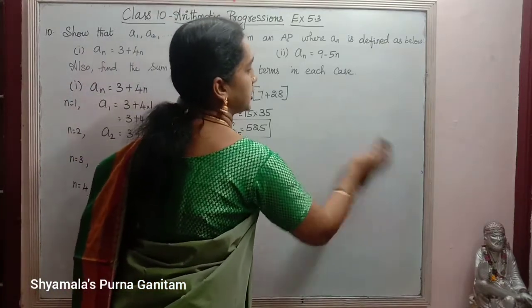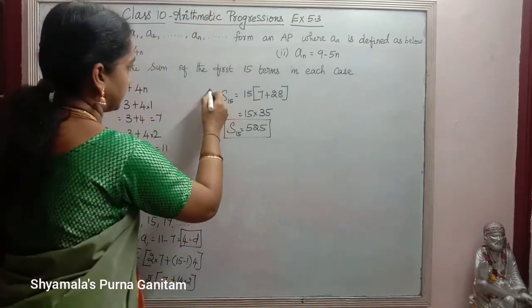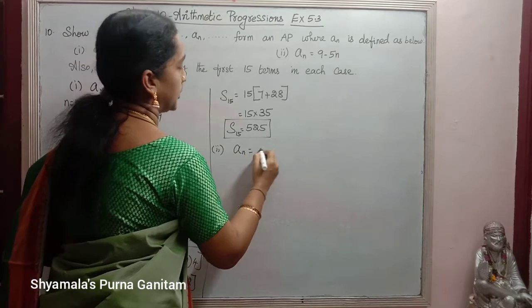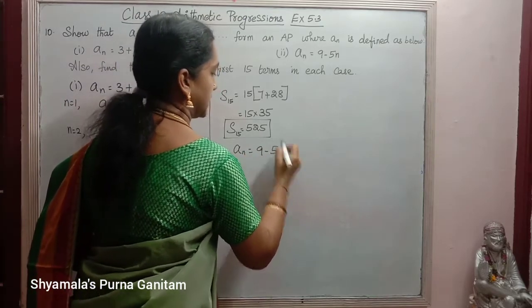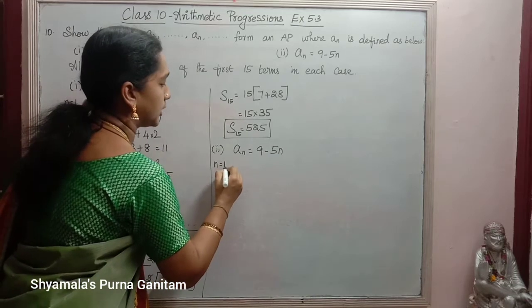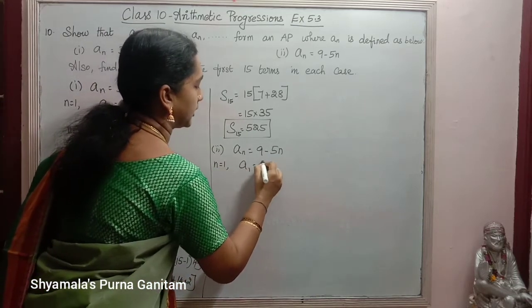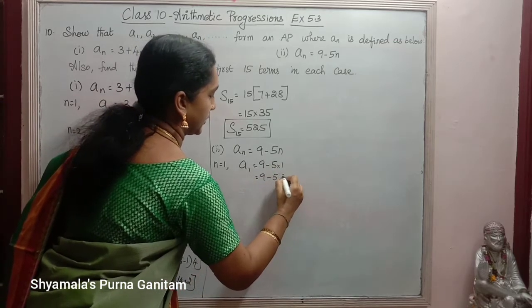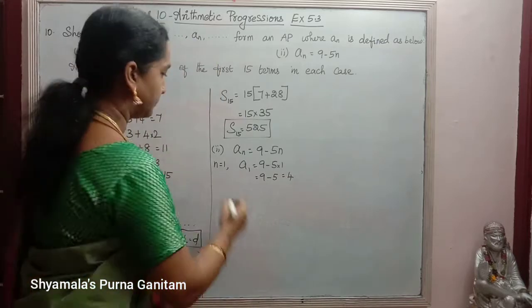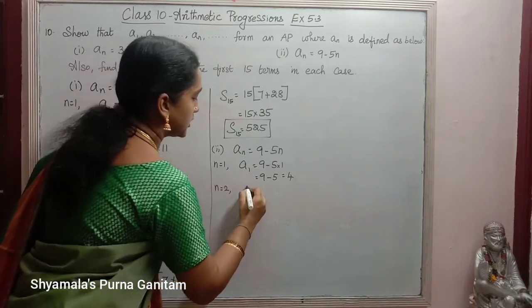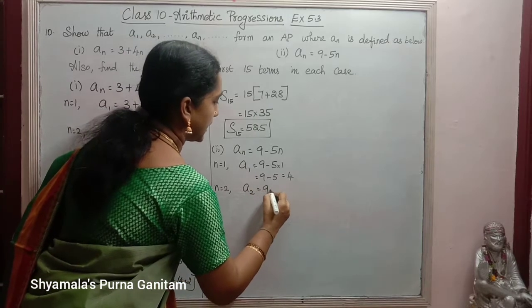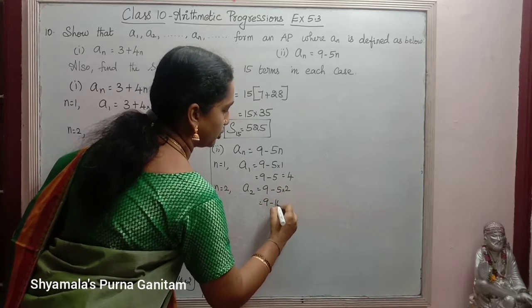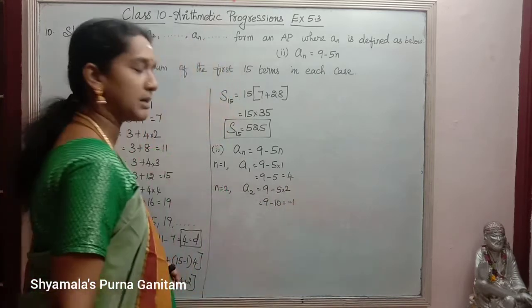So, the same procedure we will apply and do the second sum. For the second sum, it is given AN is equal to 9 minus 5n. So, the same procedure. Here n is equal to 1. So, A1 is equal to 9 minus 5 into 1. That is equal to 9 minus 5, so A1 is 4. Then n is equal to 2. So, A2 is equal to 9 minus 5 into 2. That is equal to 9 minus 5 2s are 10. So, 9 minus 10 is minus 1.